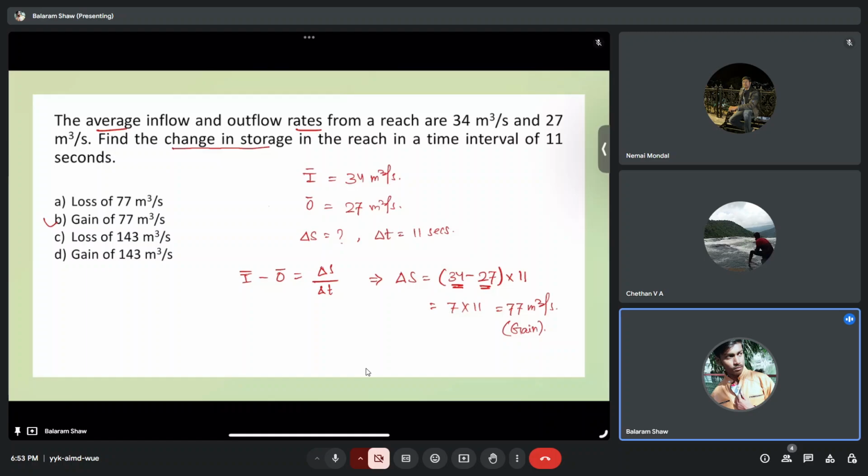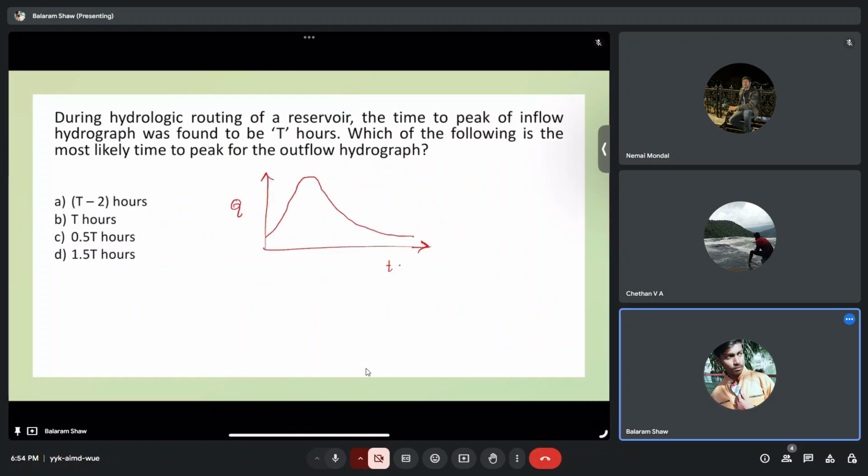Okay. So the next question is, during hydrological routing of a reservoir, the time to peak of the inflow hydrograph was found to be T hours. Which of the following is the most likely time to peak for the outflow hydrograph? This is a very easy question that we have just seen, right? So let's say this is the discharge versus time, Q versus T. Let's say this is the inflow hydrograph, and this is the outflow hydrograph.